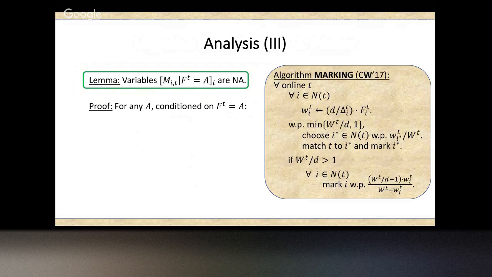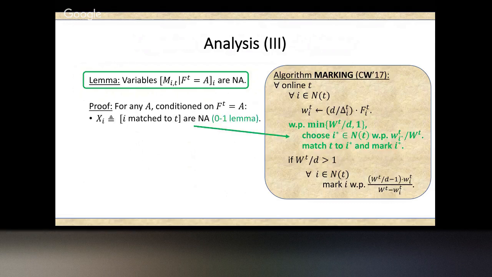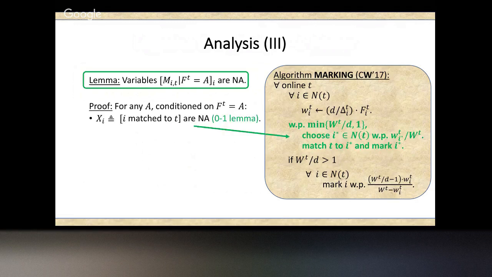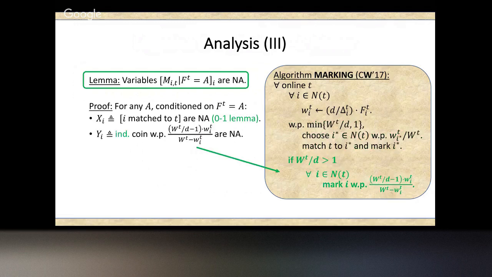So conditioned on this set of free vertices. So this is for a fixed t, so MIT for a fixed t and for a fixed set of free vertices. Okay, so first of all, we'll have the first variables that are one if I was marked by this vertex, because I was matched to this vertex. So clearly at most one of these happens. So the 0-1 lemma says they're NA. Second set of variables are all these independent coin tosses at the end. These are independent distributions, so their union is NA.